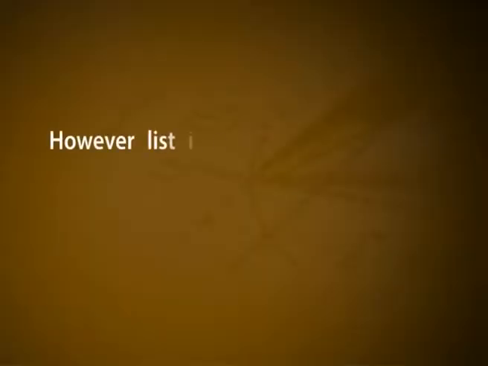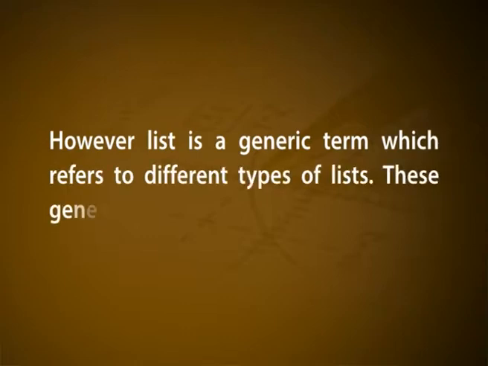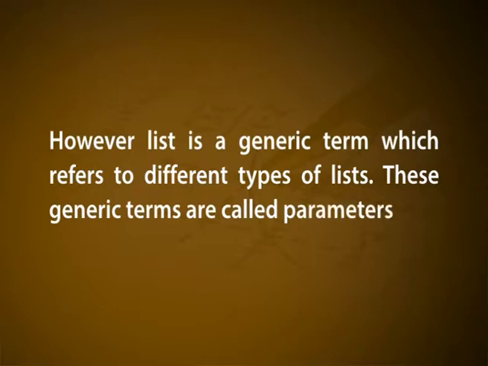Parameters. Procedures are often written using generic terms. These are made specific when the procedure is applied. For example, procedure sort list describes the sorting process of the list which is passed to the procedure when it is invoked. If it is a student list, the procedure will sort the student list. If it is a list of guests, the procedure will sort the list of guests. However, list is a generic term which refers to different types of list. These generic terms are called parameters.